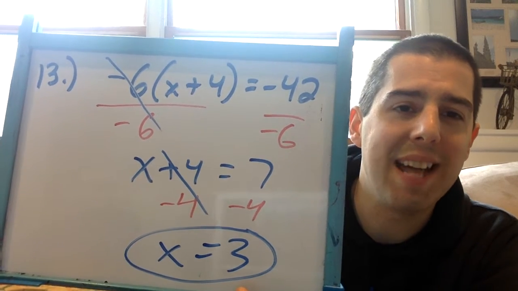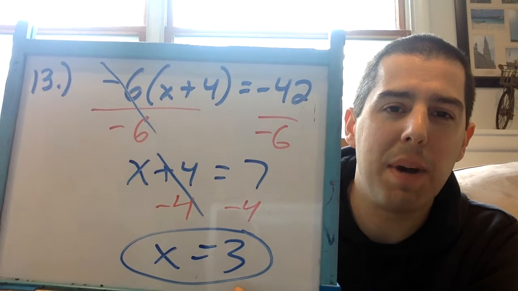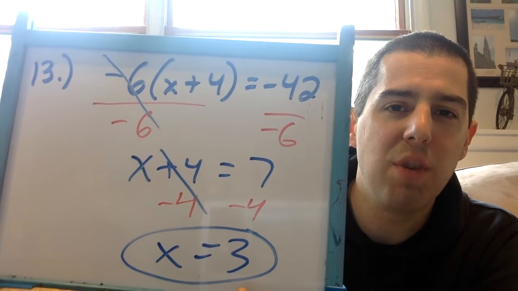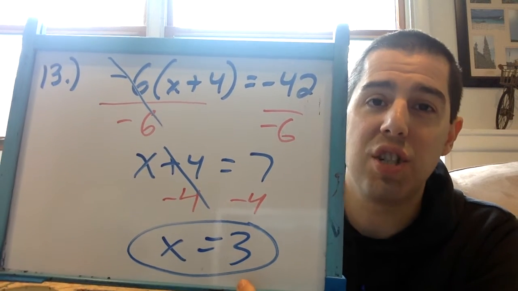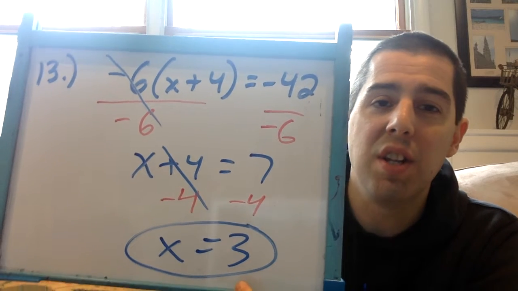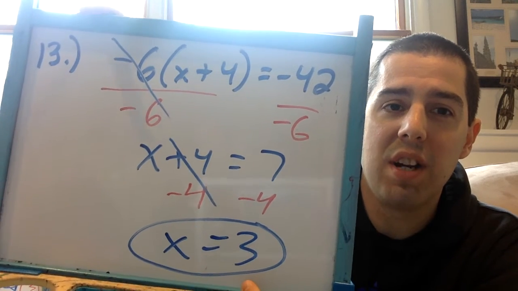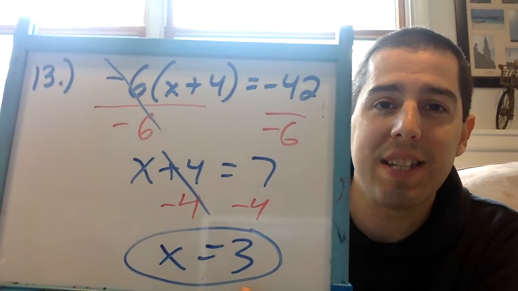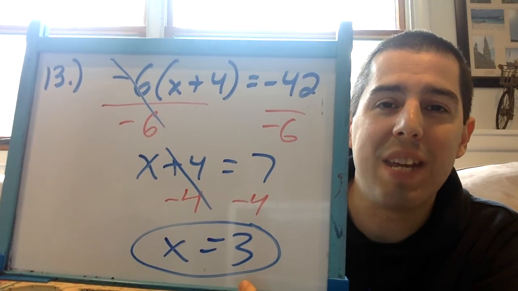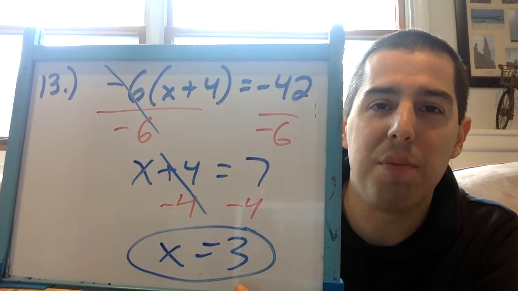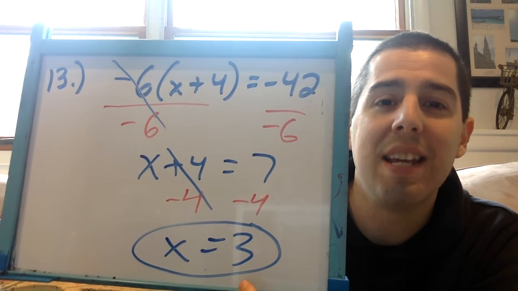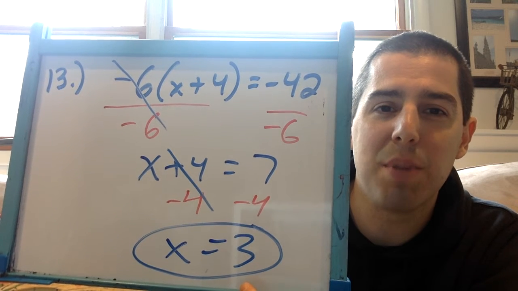Number 13, negative 6 multiplied by x plus 4 equals negative 42. Remember, the parentheses changes the order of operations. You cannot do anything with that addition yet. You have to get rid of the coefficient that's outside of the parentheses. So the inverse operation of multiplying by negative 6 is dividing by negative 6 on both sides.